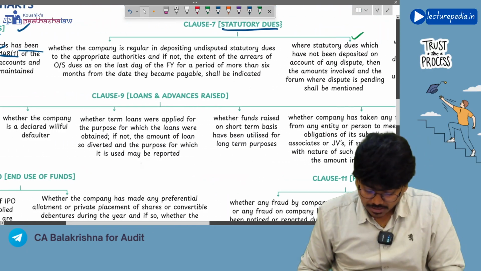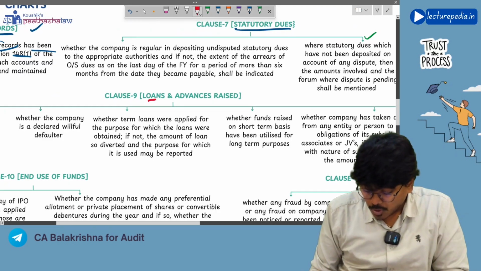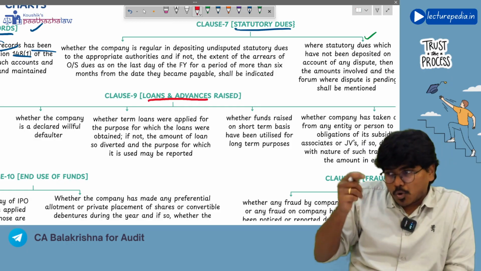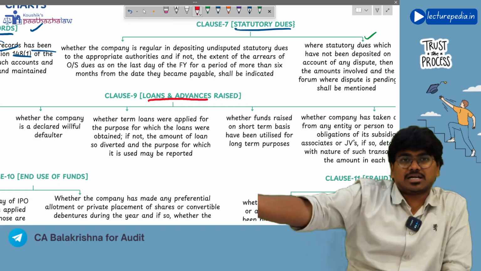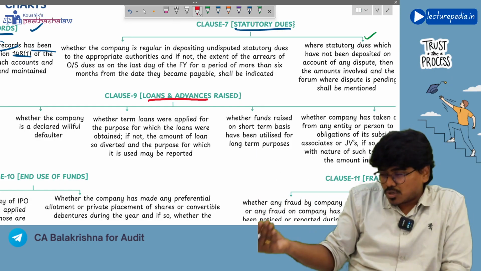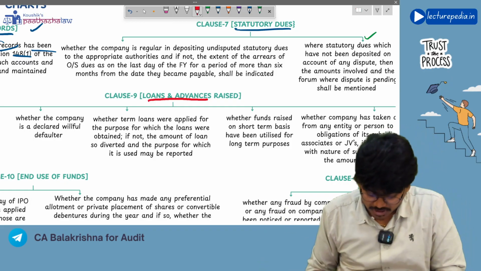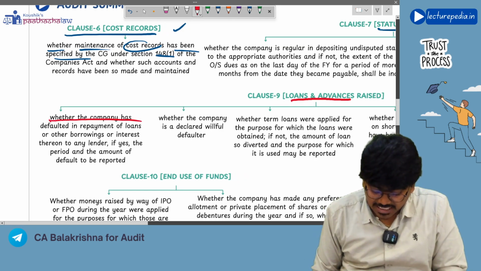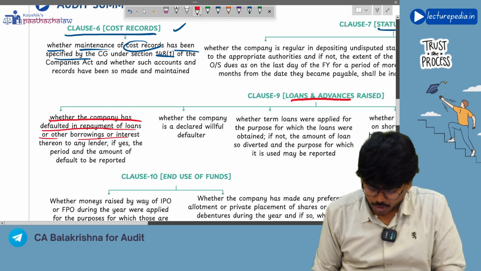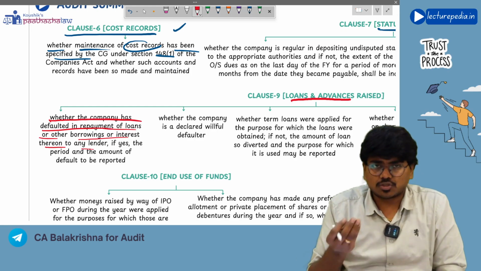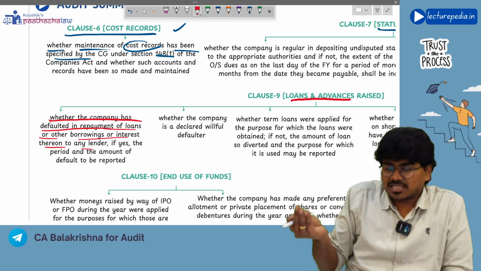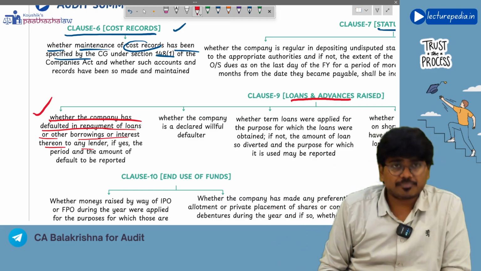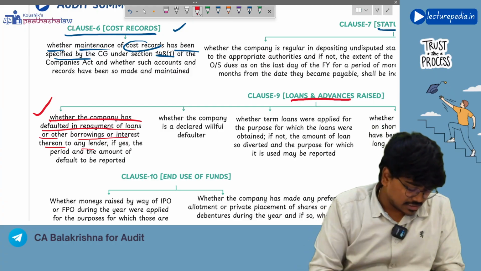Next, clause number 9, which deals with loans and advances taken by the company. See, clause 3 deals with loans and advances given by the company. Clause 9 deals with loans and advances taken by the company. Understood? Now the first subclause with respect to clause number 9: whether the company has defaulted in repayment of loans or borrowings or interest thereon to any lender. So for the loan that the company has taken, whether it has defaulted in repayment of either principal or interest. If there is a default, the auditor will report under this CARO.